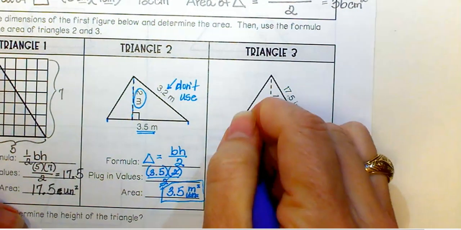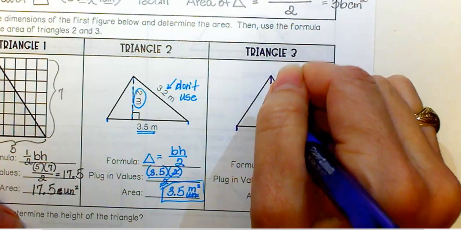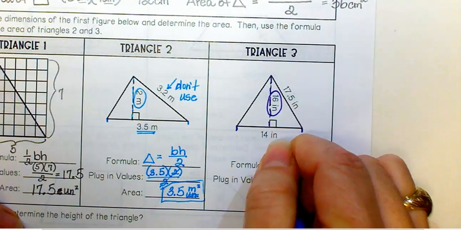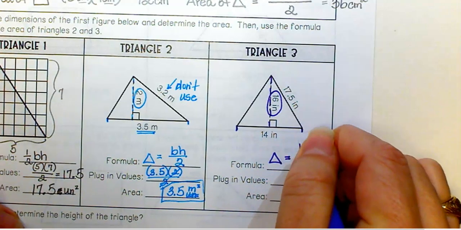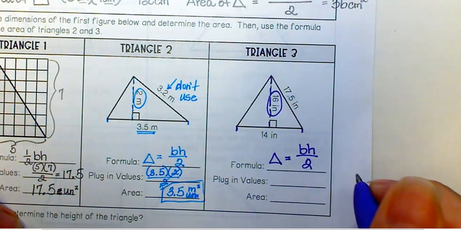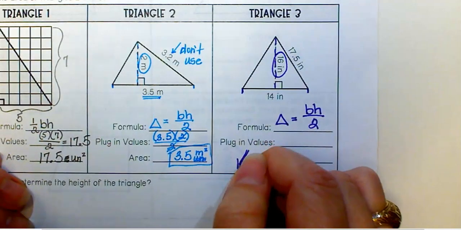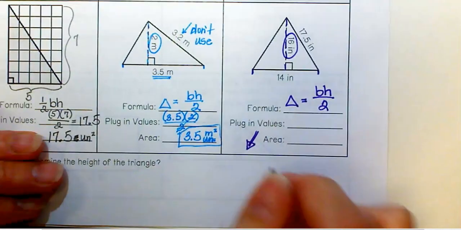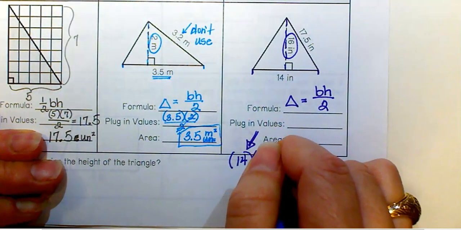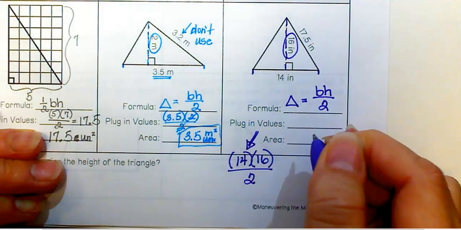Our base is 14 inches. Our height is 16 inches. So area of a triangle is base times height divided by 2, which is the same as saying 1/2 base times height. Plug in my values. I'm actually going to go down here where I've got a little bit more room. My base is 14. My height is 16. And then I'm going to divide that by 2.